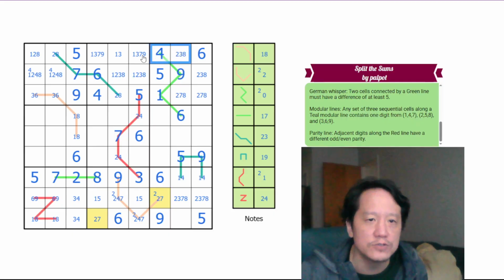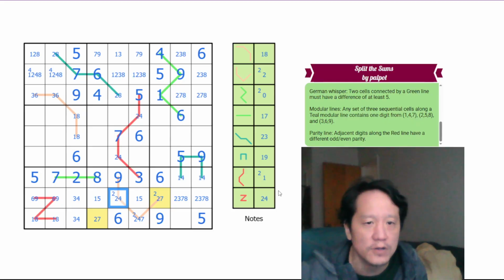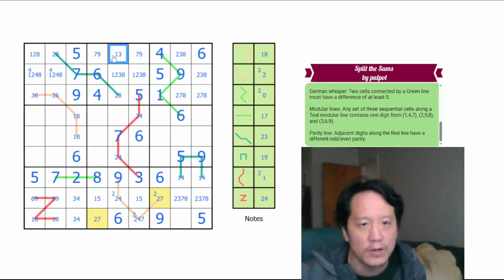We have a 1, 2, 3, 8 quadruplet in row 1, which eliminates 1, 2, 3, 8 in the rest of the row. This cannot be 1 or 3. This can't be 1 or 3. It's 7, 9 as a pair. This 7 eliminates 7 as a possibility there. We have a 2, 4 pair in column 5, which eliminates 2 and 4 in the rest of the column. So this can't be 2.